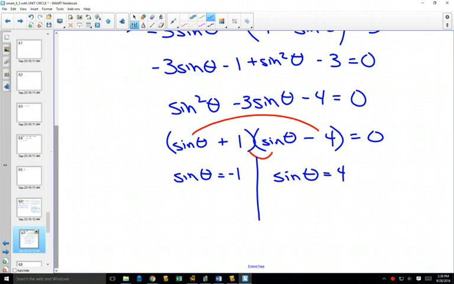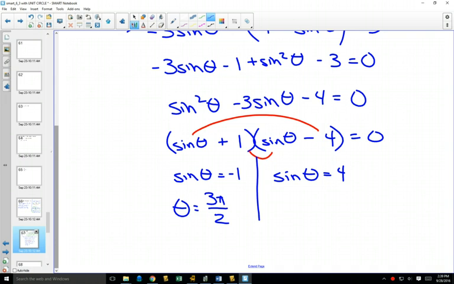Any values from our unit circle? Always do those ones first. Negative 1. When is the y-coordinate negative 1? 3 pi over 2. Is 4 on your pie plate? No. So if something's not on your pie plate, then you'd have to go to your calculator, find your reference angle, and then sine is positive, so you would look for that answer in quadrant 1 and quadrant 2.